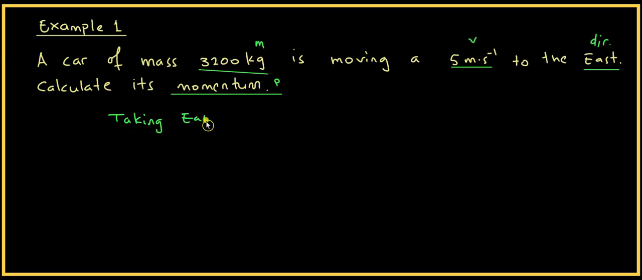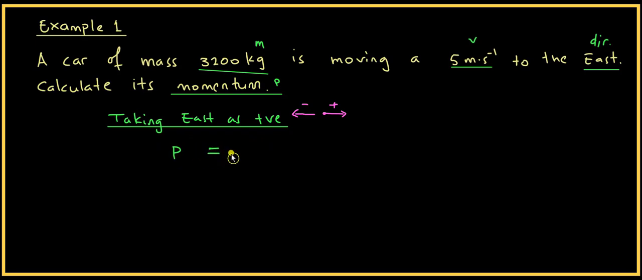Taking east as positive. A very important statement to write, this one. You choose a positive direction. So either you're going to say take east as positive or take west as positive. So what this effectively means is that any velocity which is acting to the east is going to be positive, and any vector which is acting to the west is going to be negative. So this is what it means, right? So very important for you to do this very first step, very important.